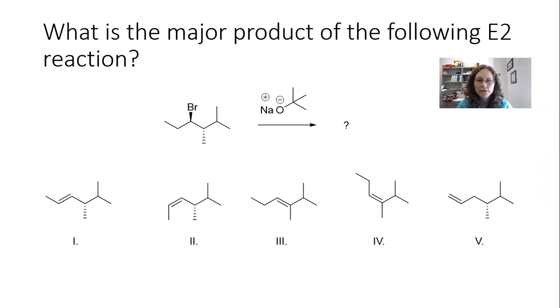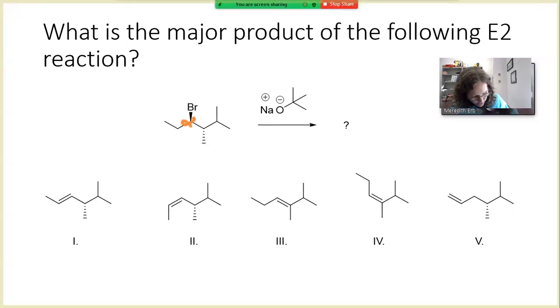Our substrate, the alkyl halide, is secondary, and our reagent is a strong base only. The reason why I classify it as a strong base only is because it's very sterically hindered. Steric hindrance usually makes nucleophiles very weak. So you have a strong base only and a secondary substrate, both of which will help favor an E2 reaction. So in order to answer this question, we have to think through the possible product. So I'm going to go ahead and do that.